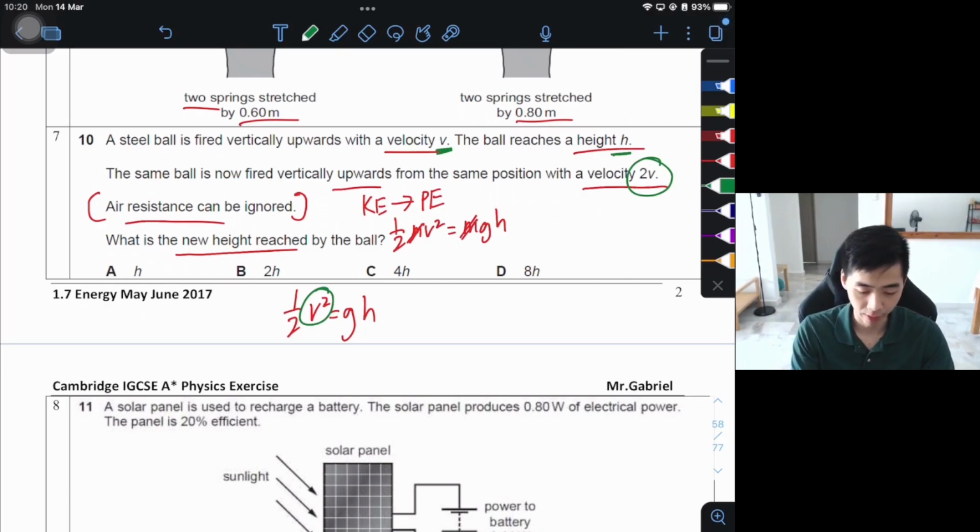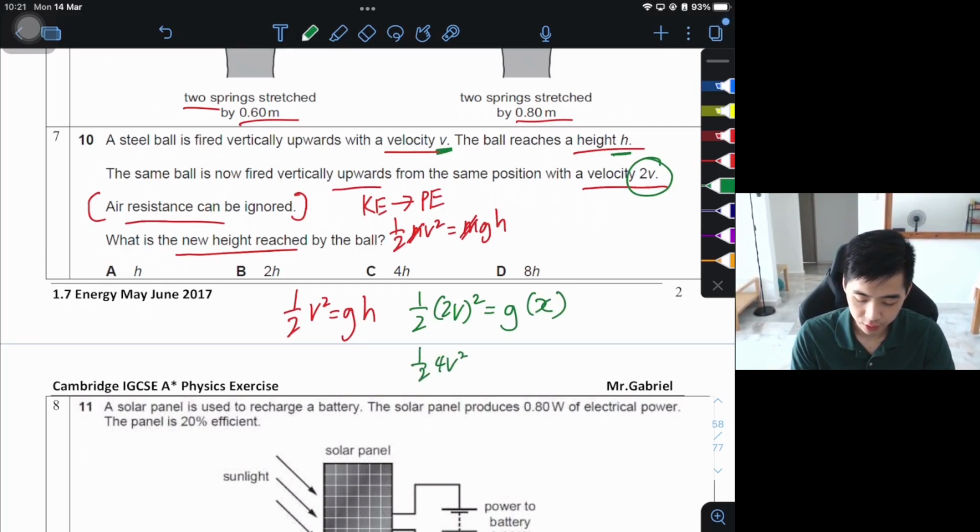So if I were to write this down in equation, it will be basically half 2v squared is equal to gx in this scenario here. So from here it will be half times 4v squared equals to gx, which is, cut, you'll get 2v squared equals to gx here.